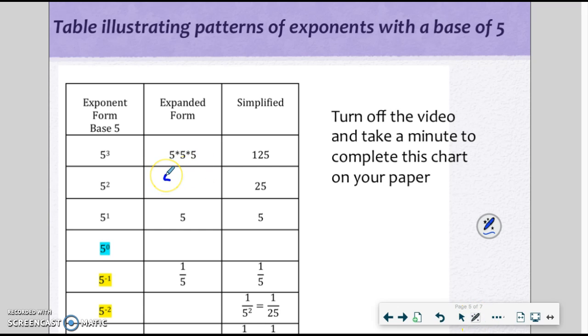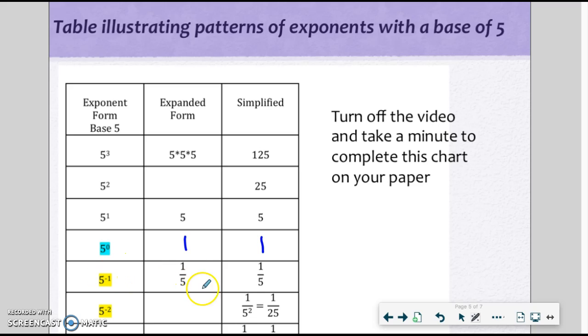So this is going to be 5. 5 squared is 5 times 5. So I hope we put that in. 5 to the 1 is 5, which simplified is 5. 5 to the 0, there's 1. I hope you're seeing a pattern. What's happening every time I raise something to the 0 power?